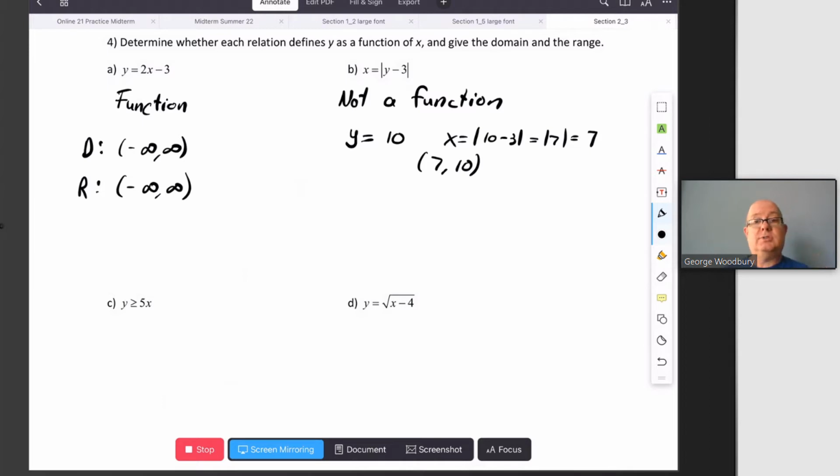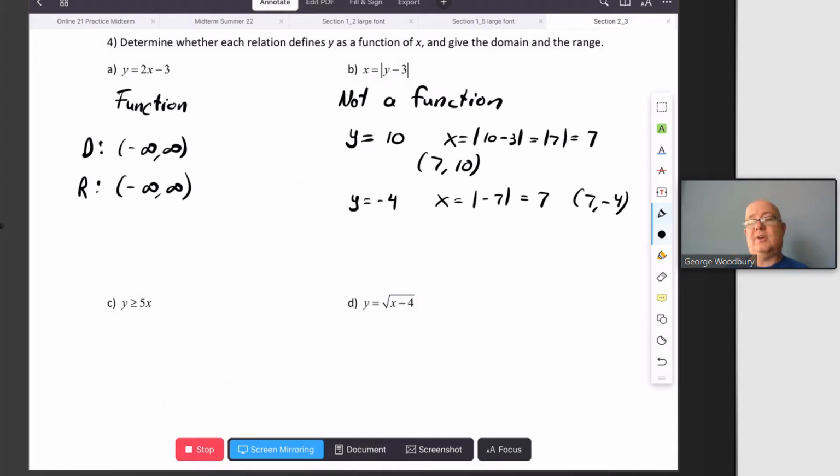Well, as it turns out, if we let y be -4, then x would be the absolute value of -7, which is also 7. So that's the point 7, -4.